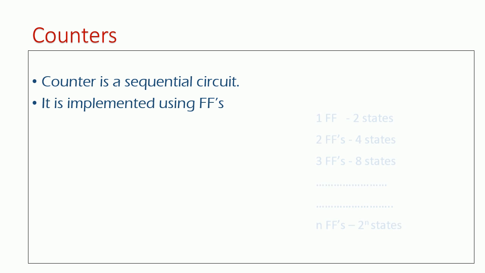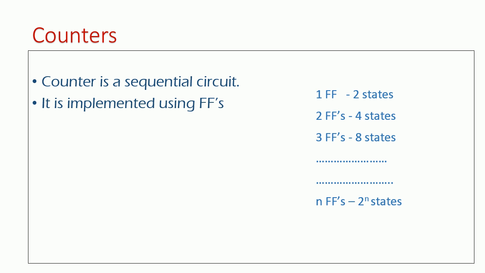For example, if you are using one flip-flop, you will have two states, that is 0 or 1. If you are using two flip-flops, you will get four states. Similarly, if you are using n flip-flops, you will get 2 power n states. If you want a counter with more values to count, then you have to go for more flip-flops. Now, what are the different kinds of counters available?